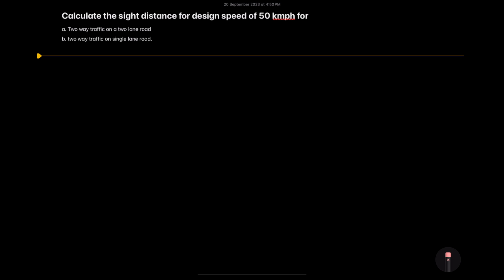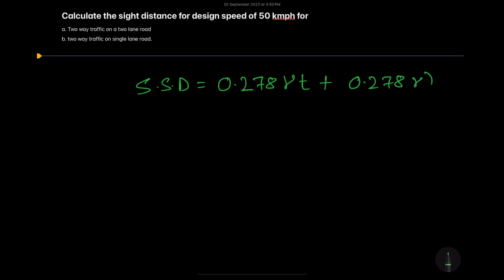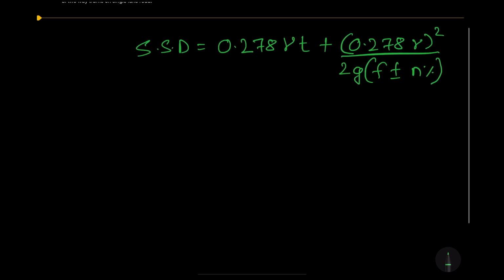So let us first write down the formula for the SSD. SSD can be represented as 0.278 V into T, plus (0.278 V) whole to the power 2 upon 2g(f plus minus n in percentage). And this is the formula.